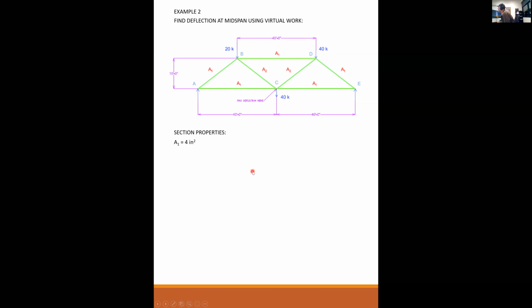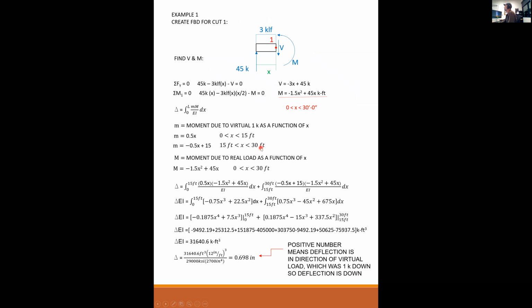Section properties, area 1 is given as 4 inches squared. Area 2 is given as 2 inches squared. This is a steel truss, so Young's modulus is 29,000 ksi. And what we want to do is, if you recall, in fact, I keep saying if you recall, I don't even recall. So let me do this. Let's go back here just real quick.